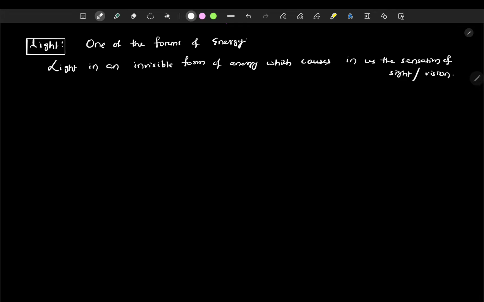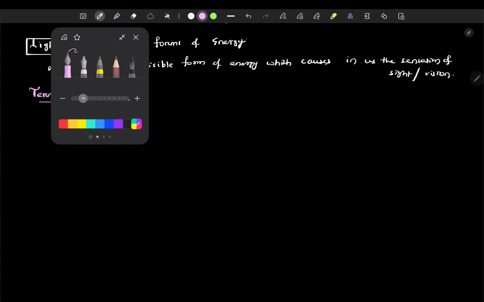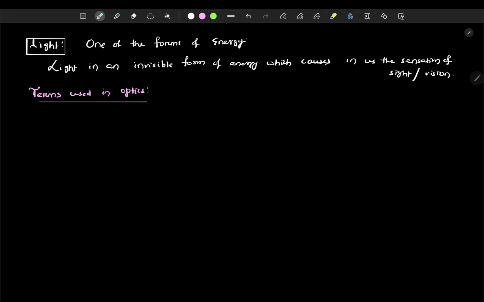Next are the terms used in optics. All of you pay attention and listen. First is source. What is the meaning of source? A source is a body which emits light in all possible directions.